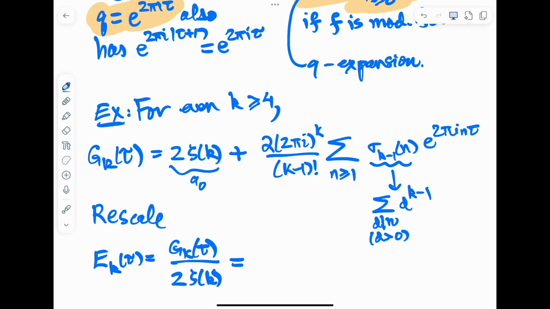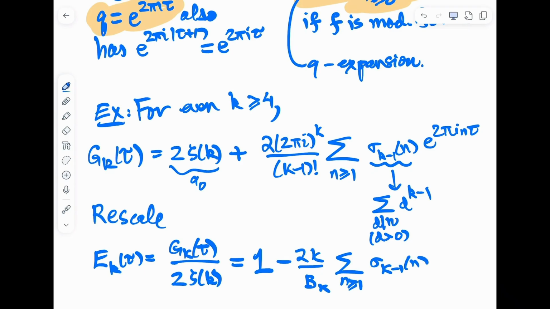If you scale a modular form by a non-zero factor, it'll still be a modular form of that weight. So then you get the coefficient to be 1, and then the overall factor turns out to be a rational number. You get rid of all the irrationalities. 2k over the kth Bernoulli number. And then you have your divisor sum.